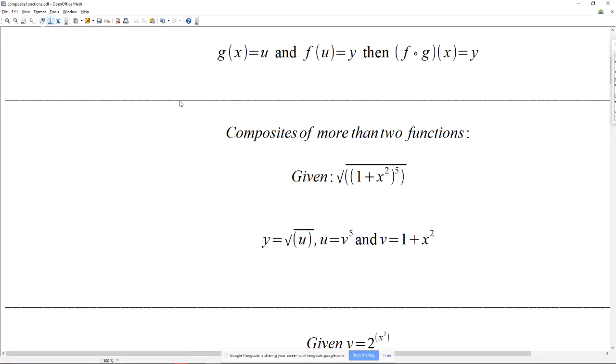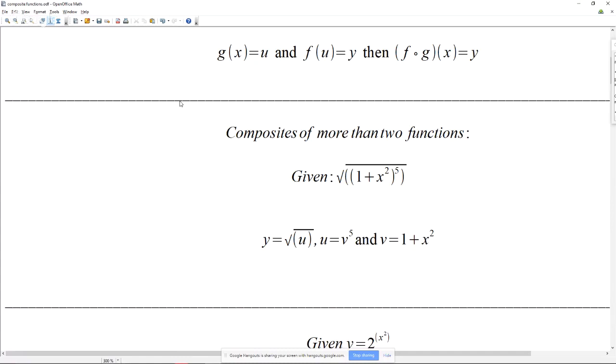So that first function, 1 plus x squared, is v, and you're going to put that into the next function. What's the next function? Once you get that number, what do you raise it to? You raise it to the 5th power, so that's v to the 5th. So v is that 1 plus x squared, you stick it into the 5th power function, you raise it to the 5th power.